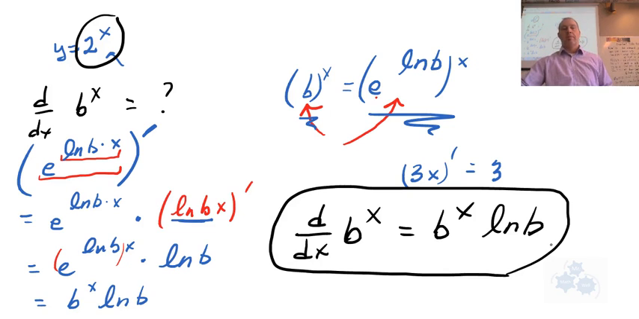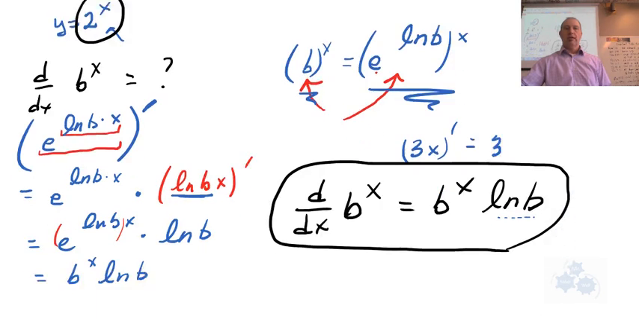Pretty straightforward. The derivative of b to the u would be what? B to the u ln b times u prime. Yep. And remember, ln b is just going to be a number. It's a constant. It's going to be a number. Okay? All right, so that's the second one.